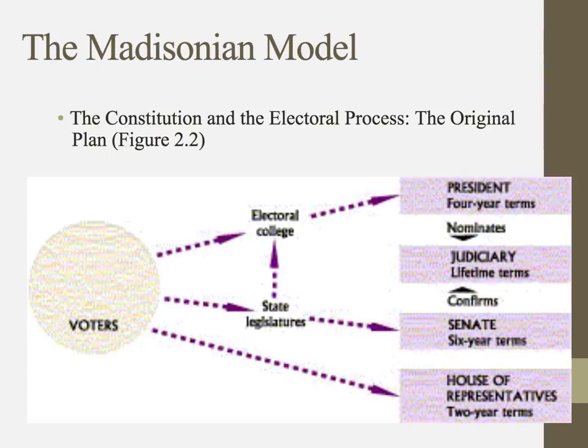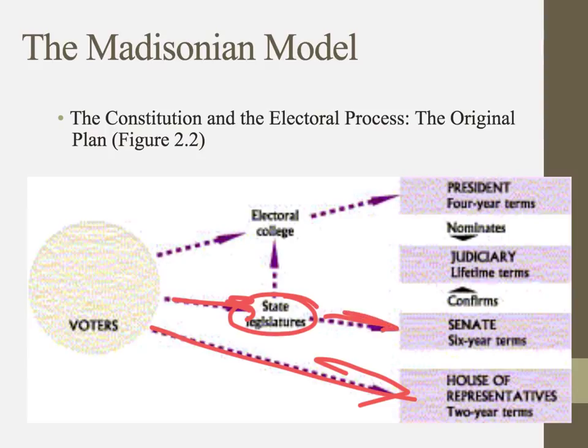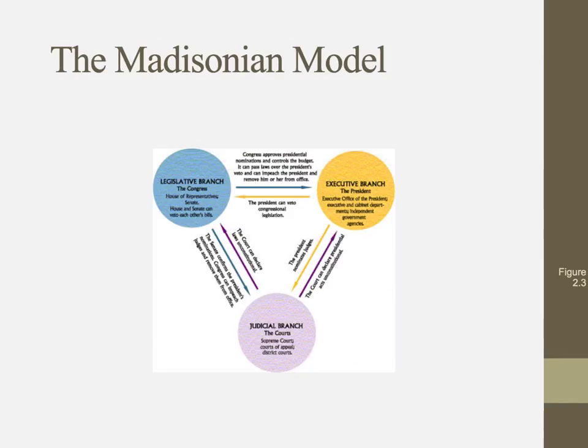And while this is not actually the clearest picture in the world, here's sort of how Madison broke the voters out, right? They directly elect the House of Representatives. They would elect through the state legislatures the Senate. They would send members to the Electoral College who would elect the president. The president would nominate the judiciary, and the Senate would confirm the judiciary. So it's all buffered from the people themselves.